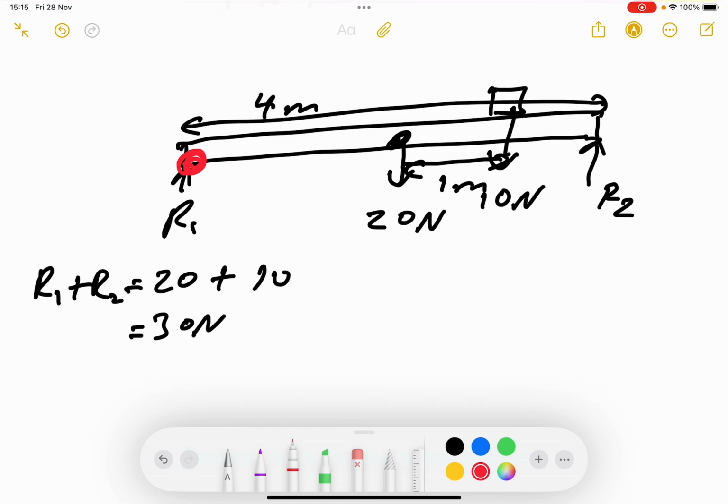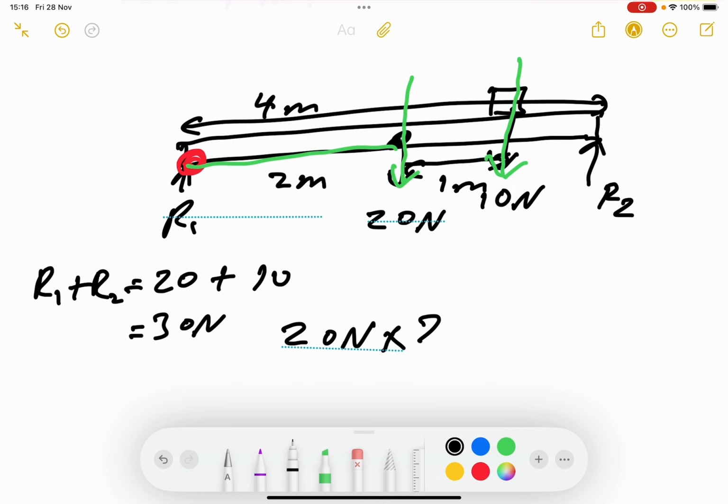So we're going to take our clockwise moments to start with. And this is acting clockwise about here, and this is acting clockwise. So each time we do force times distance. So we've got a force of 20 newtons and a distance. Well, what's the distance? The beam overall is 4 metres long, so this distance here must be 2 metres because it's a uniform beam. So the weight must act in the centre.